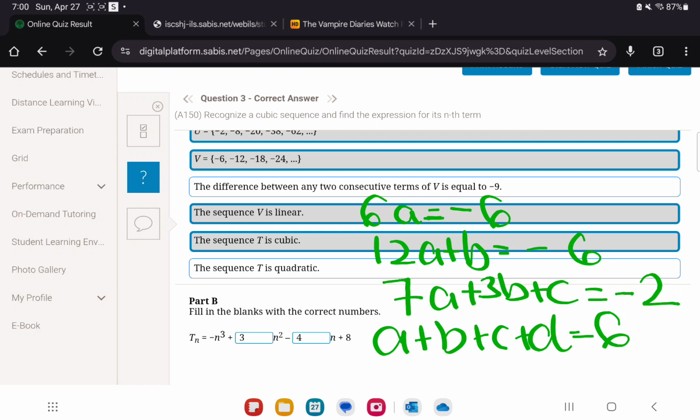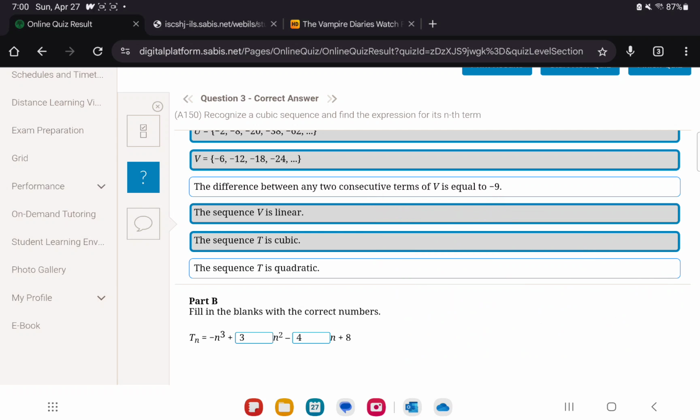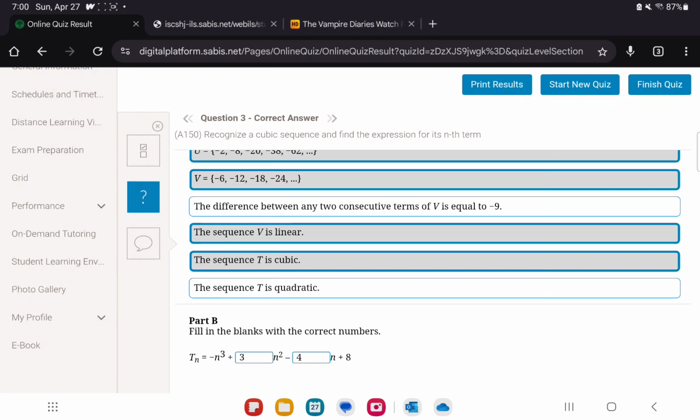Now let's solve the first. So 6a equals minus 6. So a equals minus 1.